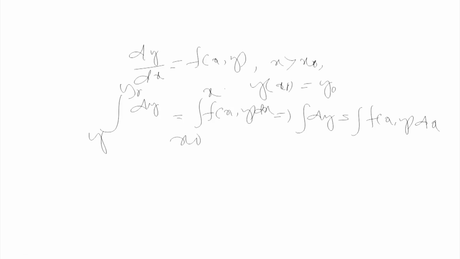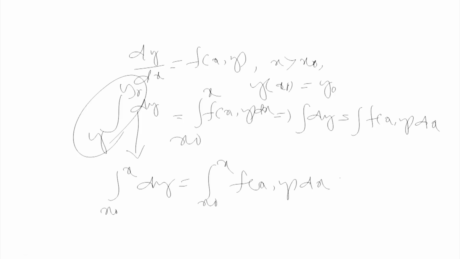If we define this integration in this sense, it means that we are integrating over the range y to y0 whenever we find the integration from x0 to x only. That's why we can write the integration range as integration from x0 to x of dy equals the integration from x0 to x of f of x, y dx, which can be written in the form y of x minus y of x naught equals the integration from x0 to x of f of x, y dx here.